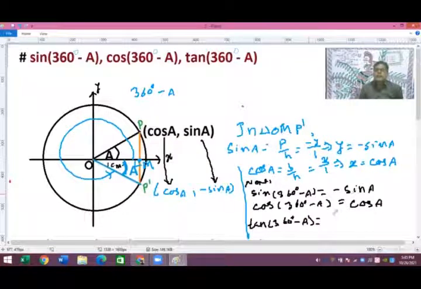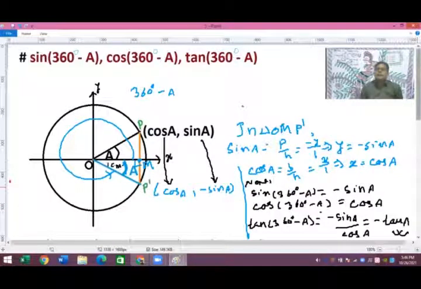So you can write here minus sine a, and then tan 360 degrees minus a is sine 360 degrees minus a by cos 360 degrees minus a. In place of cos 360 degrees minus a we have cos a, so we can write here cos a, and we see that minus sine a over cos a is minus tan a, as the value of tan is negative in the fourth quadrant. In this way we can develop the relation between 360 degrees minus a and this angle a.